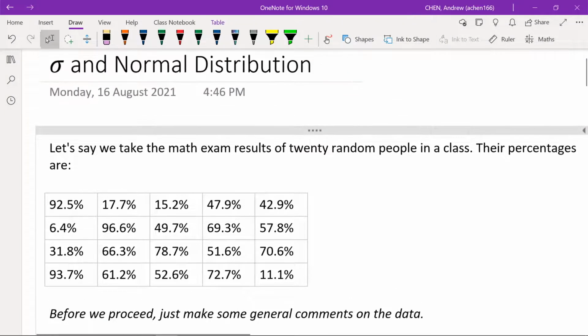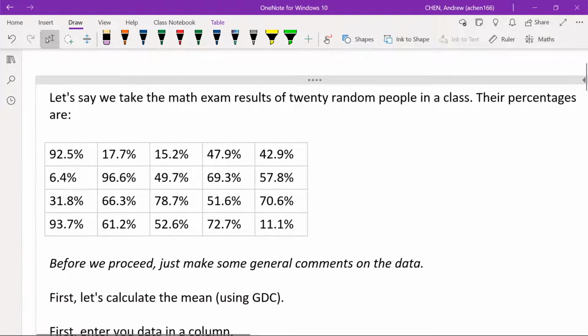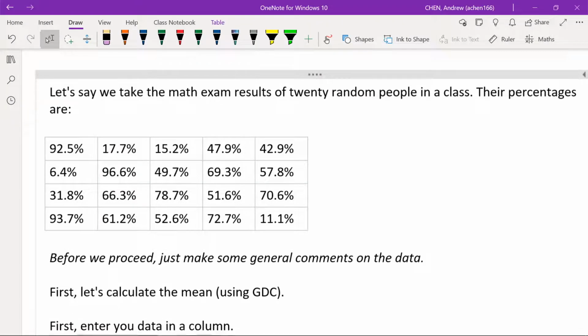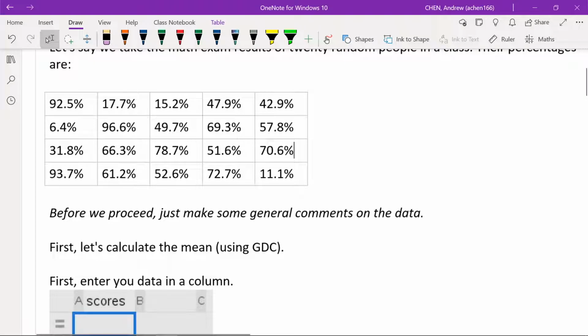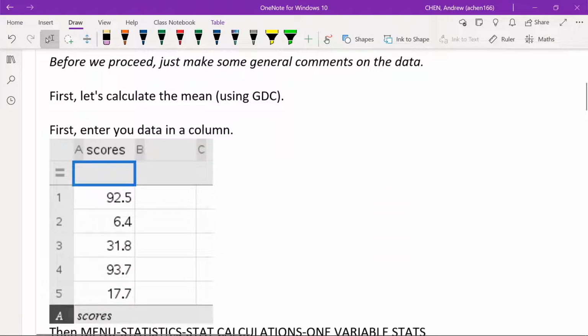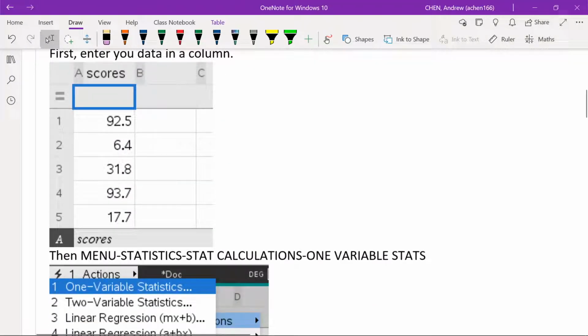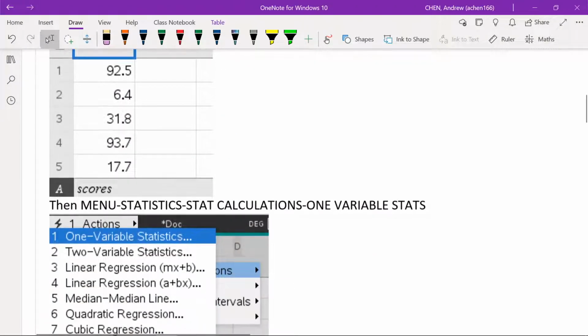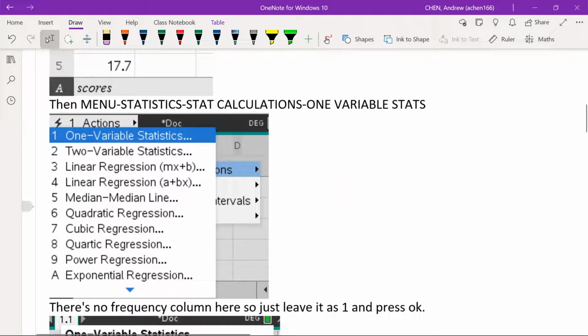Now, let's say we want to analyze the data, find out more information about it. If we're talking about standard deviation, we actually need the mean. So that's the first thing we're going to do. We're going to calculate the mean, and we're just going to use a calculator. So quick refresher on how to use your GDC to find the mean. All I've done is I've opened a new stats page, put all my scores in column A, called it scores, and then go into menu, statistics, stat calculations, your one variable statistics.